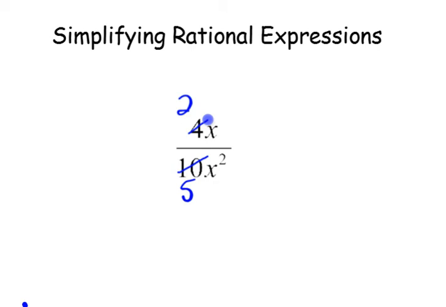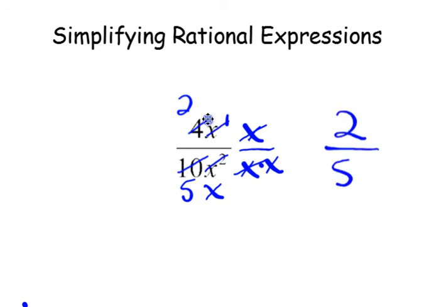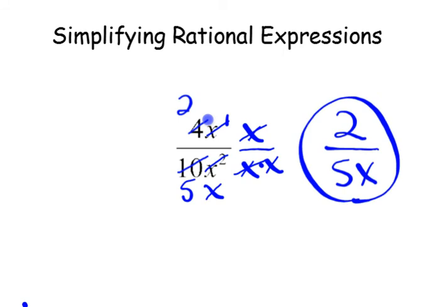And then we look at our variables. We have x to the first on top and x to the second on bottom. The question we were asking in class is, where do we have more x's? Well, we have x on top and x times x on the bottom. So we have more x's on the bottom. We have one more x on the bottom. So this cancels to become just x on the bottom. So we have 2 over 5x.